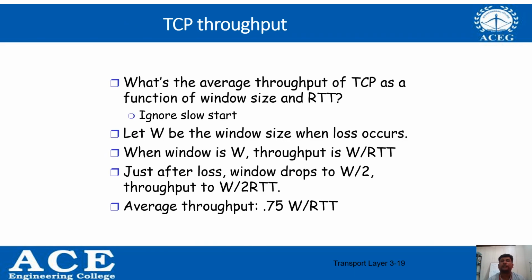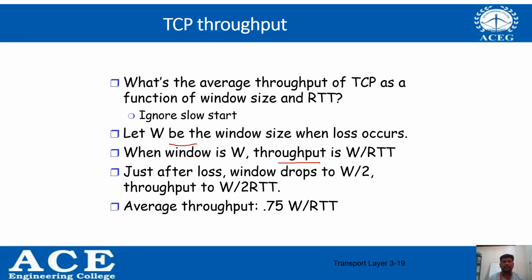Now let us try to determine what is the throughput of the TCP protocol as a function of window size and round trip time. For instance, we are talking about additive increase here. W is our window size before the loss has occurred or at the time of loss, and RTT is our round trip time. The throughput is given by W by RTT, that is the ratio of window size to the round trip time.